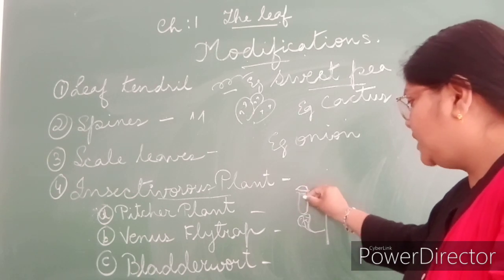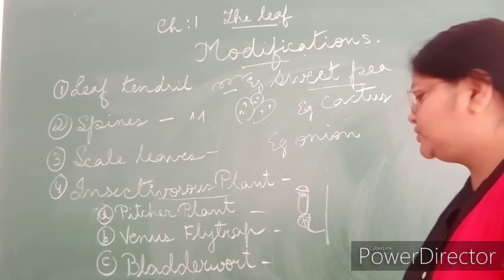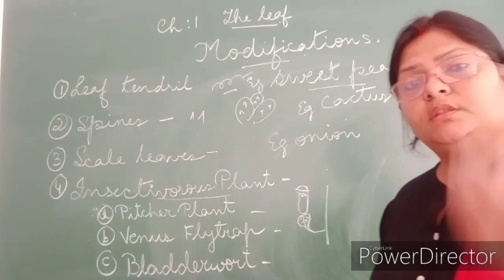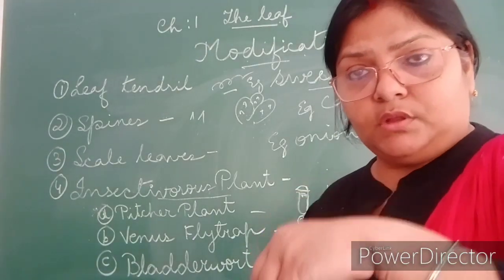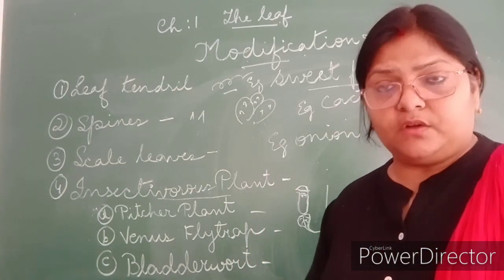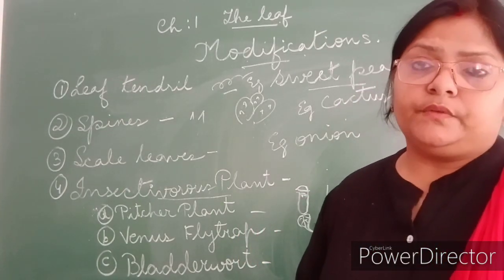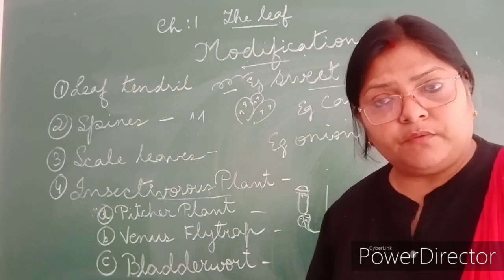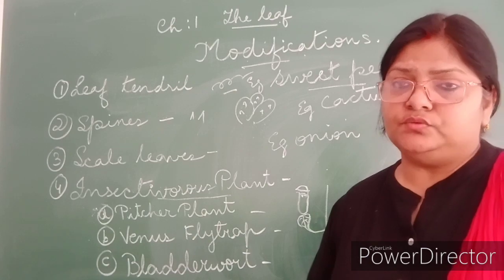If by any chance an insect comes and sits on the rim of the pitcher, the lid closes. The insect falls into the pitcher. There some enzymes and chemicals are given out, with the help of which the insect is dissolved. Fine, and the nitrogen is used from it.